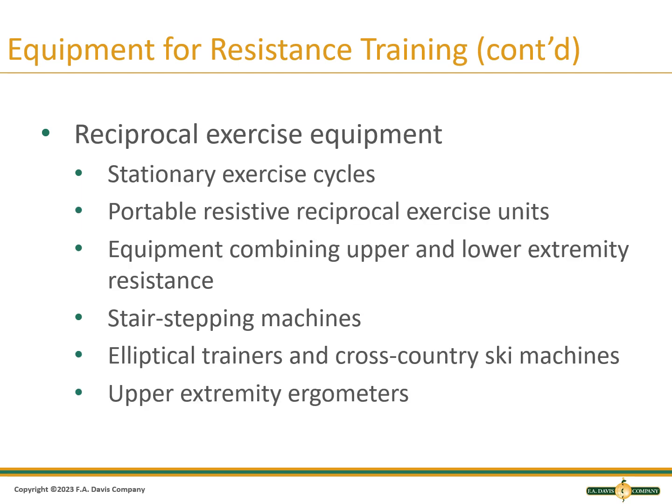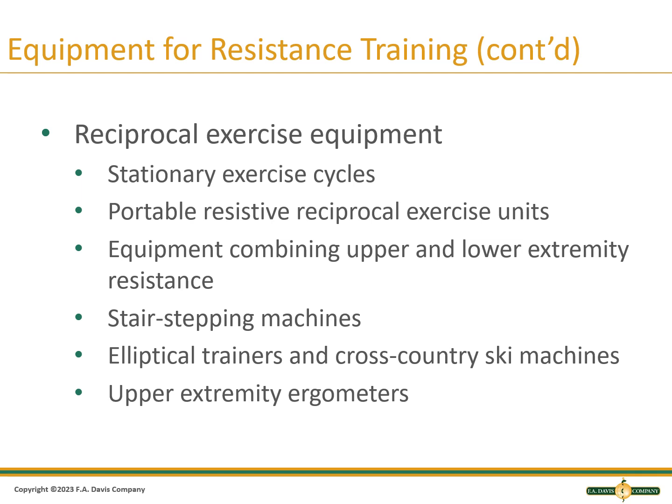Reciprocal exercise equipment allows us to have bilateral extremity involvement, where the extremities are going through the same motion but at alternating times. So examples of our reciprocal exercise equipment are going to be our stationary exercise cycles or our new step machines, which are basically like a seated or recumbent elliptical.